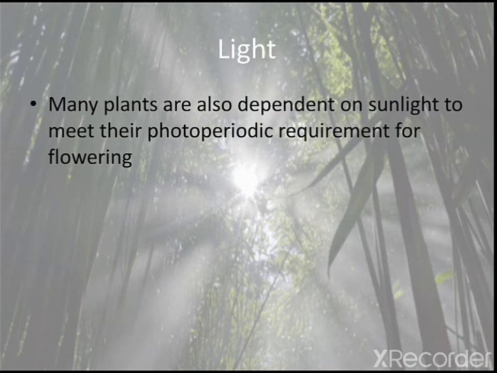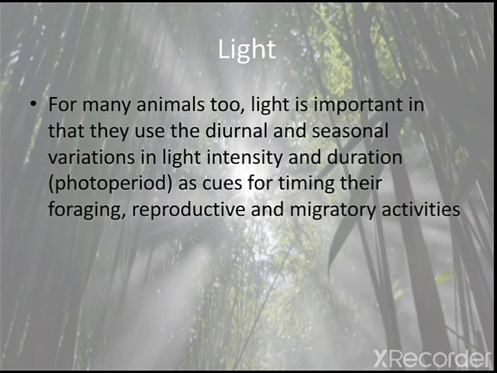So light is extremely important for the flowering of a plant because light stimulates the release of a hormone known as florigen, which is extremely important for flowering. Now let us see another important point, that is the importance of light in the case of animals. In animals, light is extremely important for carrying out the diurnal as well as seasonal variations.